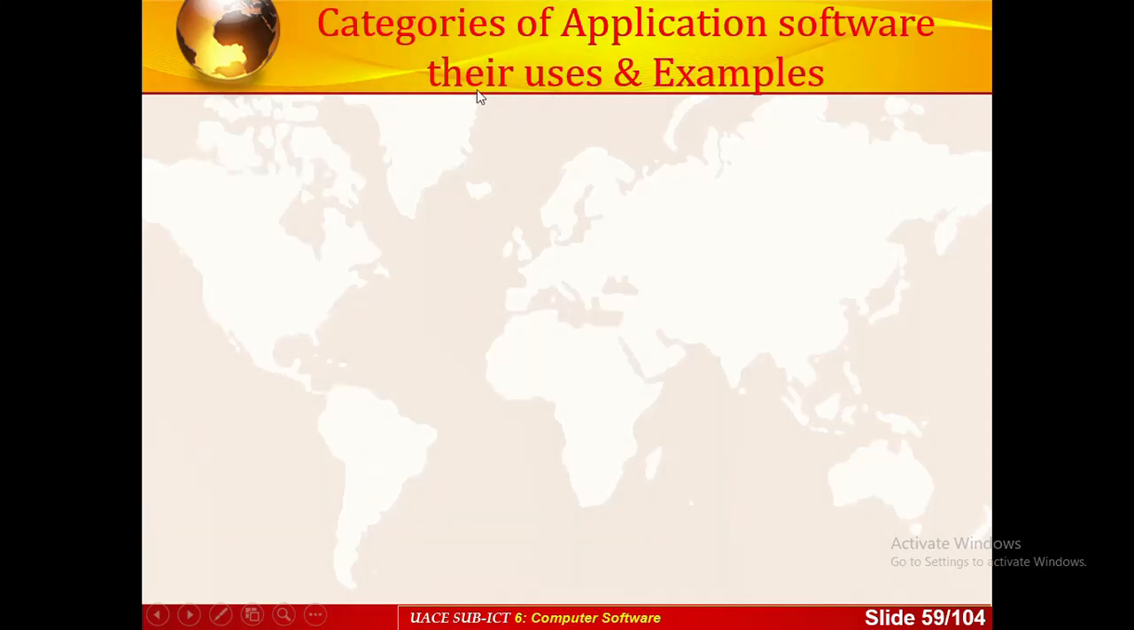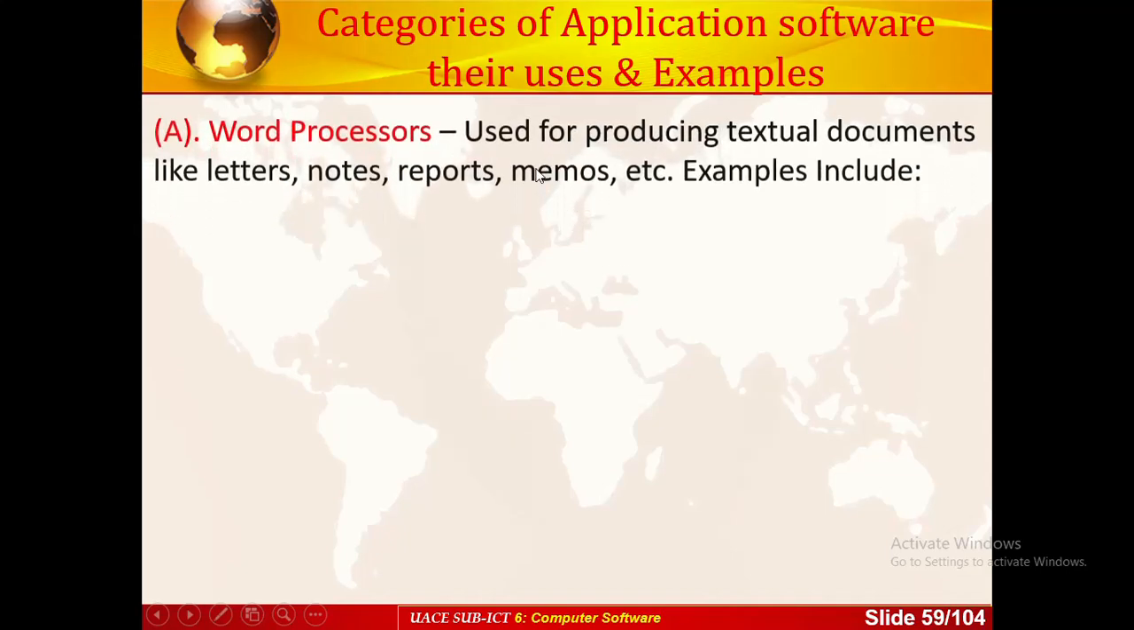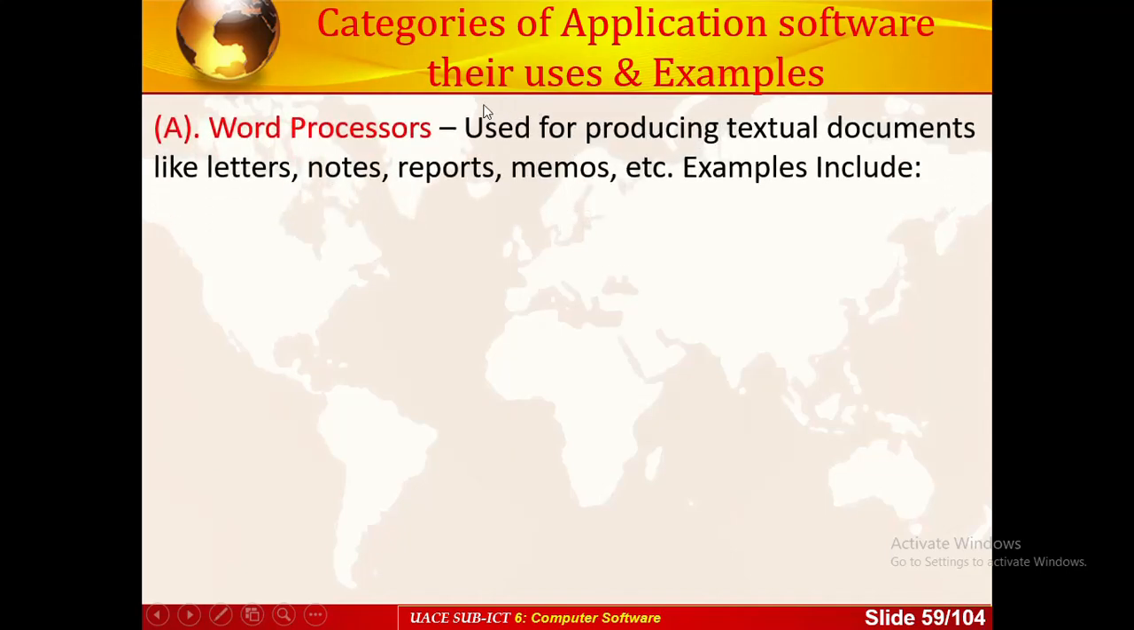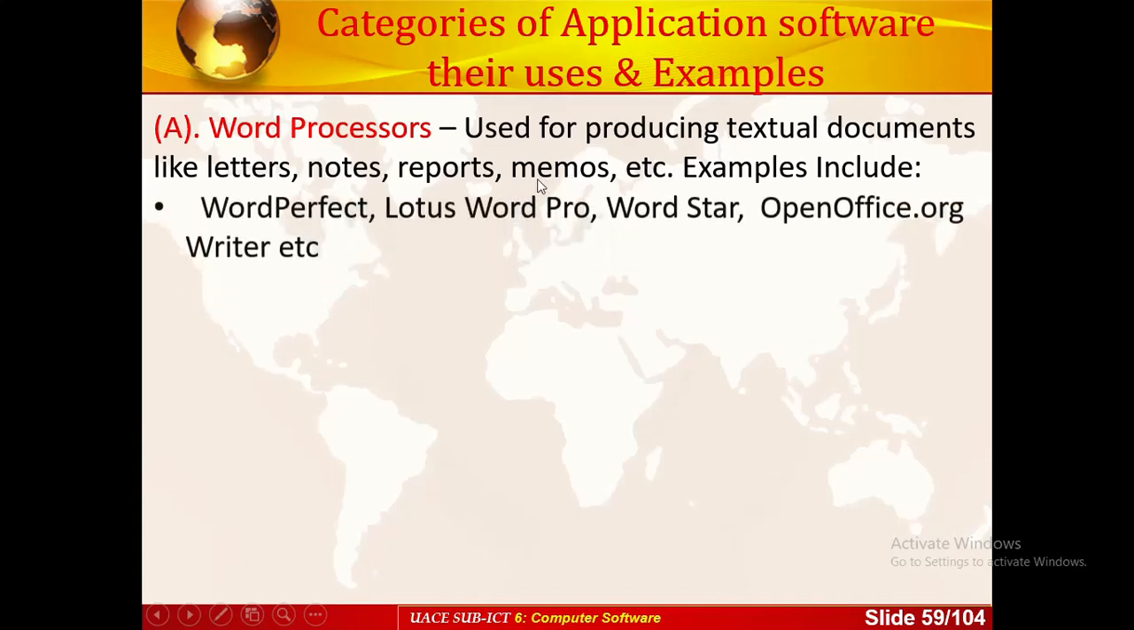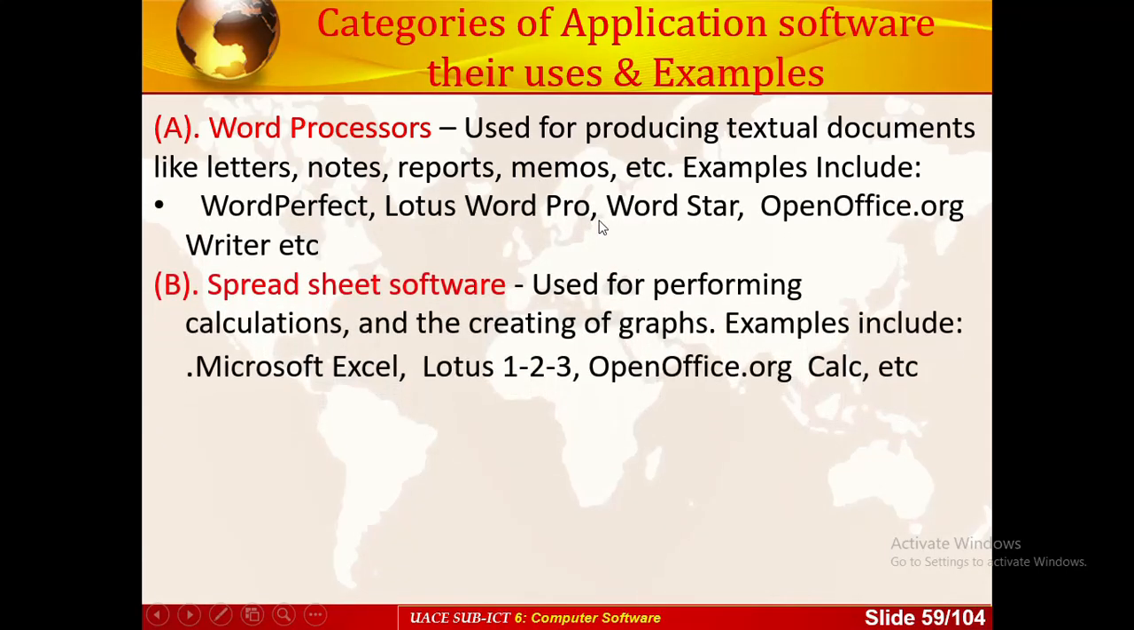Now this time around, we're going to look at categories of application software, their uses, and examples. When we look at categories of applications, we have word processors. They produce text documents like letters and news reports. Examples are WordPerfect, Lotus WordPro, and others. Spreadsheets are for performing calculations. Everybody is aware of that. Examples include Microsoft Excel, Lotus 1-2-3, OpenOffice, and many others.